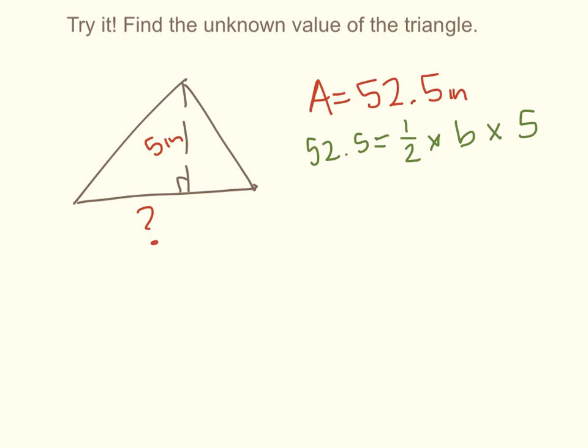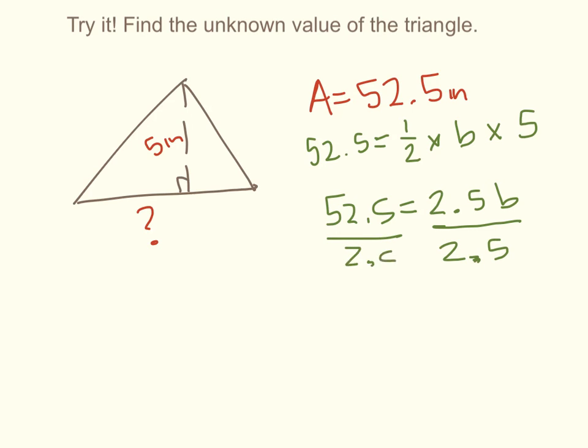So I'm going to go ahead and do 52.5 equals, what's 1/2 of 5? So half of 5 is 2.5 B. Now I'm going to divide each of these by 2.5 to get my B alone by itself. Here's B. Now I just need to do 52.5 divided by 2.5. Now I have a decimal in my divisor. I need to move that over 1. Moving this one over 1 as well.